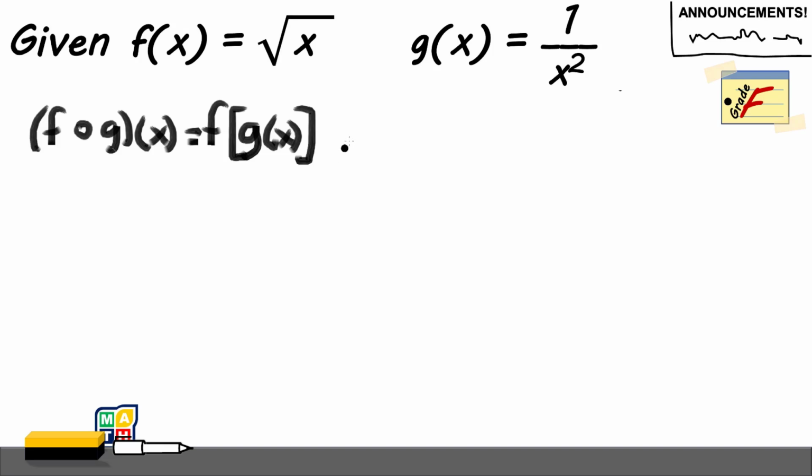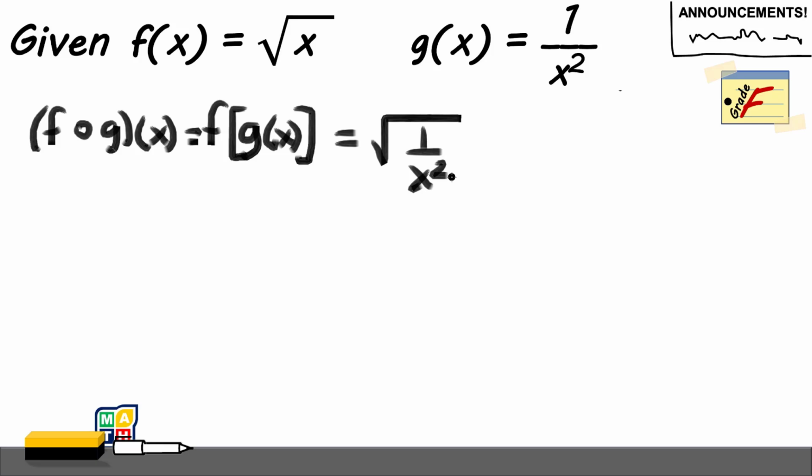So instead of looking like this, our given function for f of x is actually square root of x, right? But this x here will become g of x. It's no longer just x, it will become g of x, and g of x is not just x, but 1 over x squared. This is now the notation after substituting the function g of x as the variable x on our f of x function.